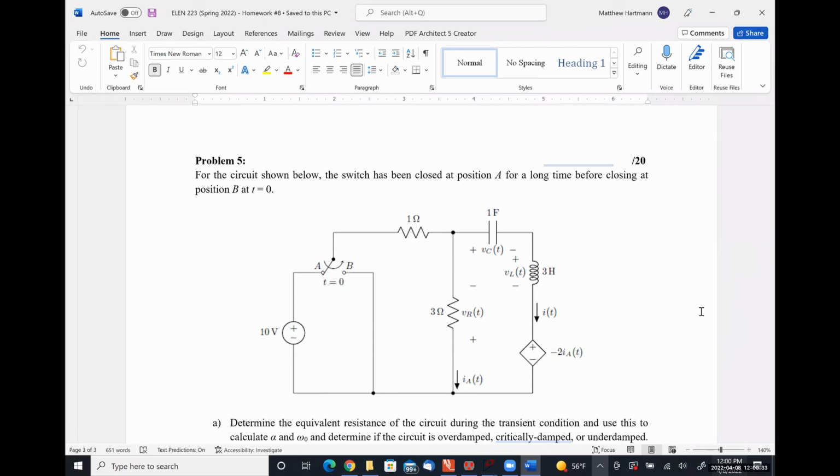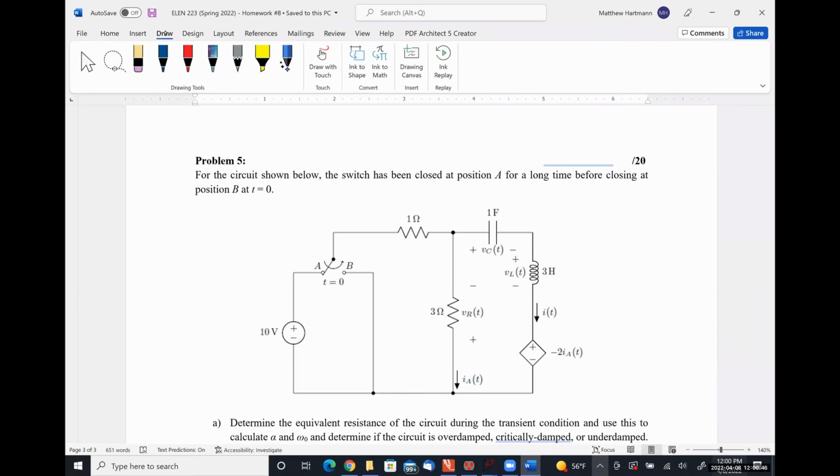So for this particular problem, effectively put a terminal. Can I draw on this with this program? I think I can. My expectation of you is to effectively put a terminal here, put a terminal here, and take out the capacitor in series with the inductor to find the equivalent resistance of this dependent source in series with the parallel combination of 1 and 3.